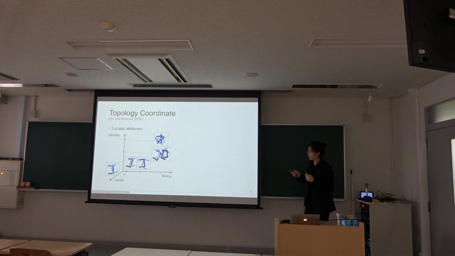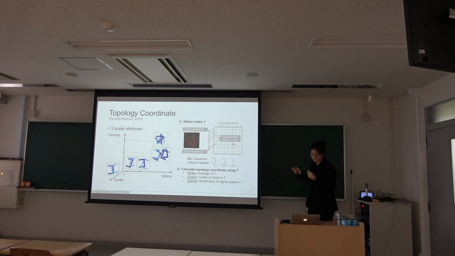And specifically, topology coordinates contain 3 scalar attributes: writhe, density, and center. So the higher the writhe is, the more the objects are intertwined together. And the higher the density is, the more a group of objects is concentrated. So the center only indicates the location of entanglement.